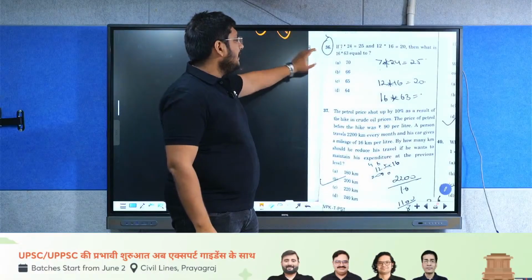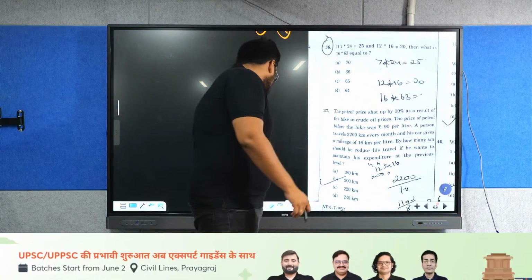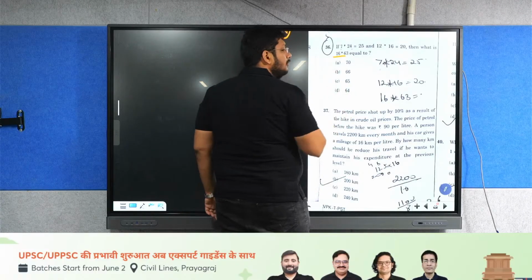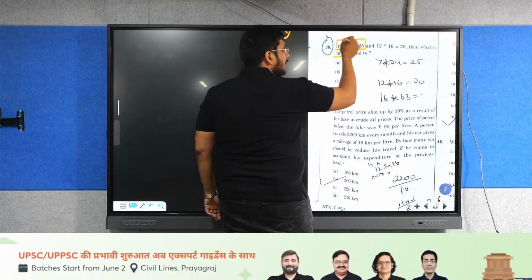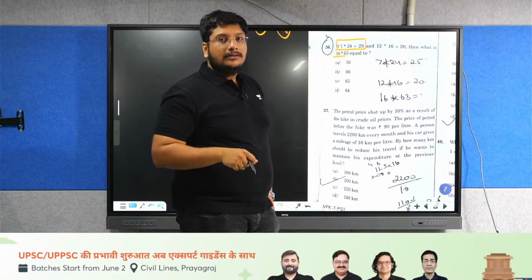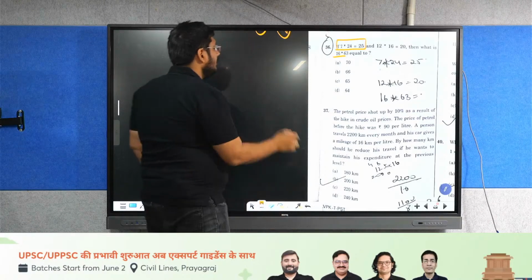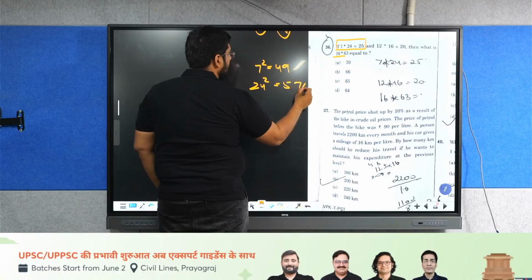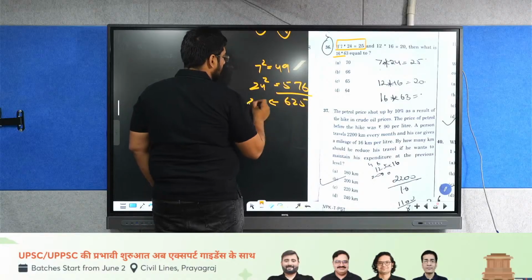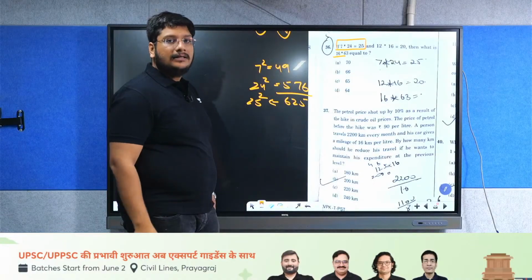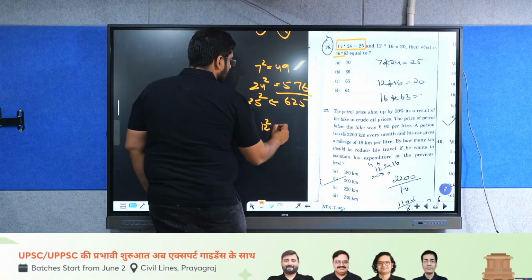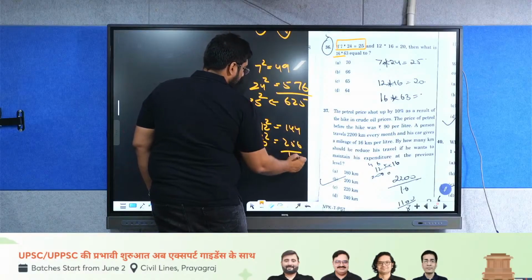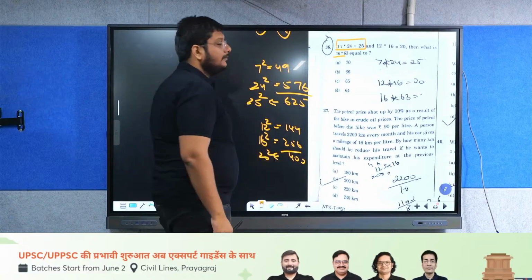Next. Pythagoras triplet. I don't know how many times I have told this in the class that remember some Pythagoras triplets. This I never told you to remember. But if you remember this, then you would have clicked that this is a Pythagoras triplet. You would have been in a position to attempt. Why? 7 square is equal to 49. 24 square is 576. Total 625, which is 25 square. Clear? Similarly, 12 square is 144. 16 square is 256, total 400, which is 20 square.